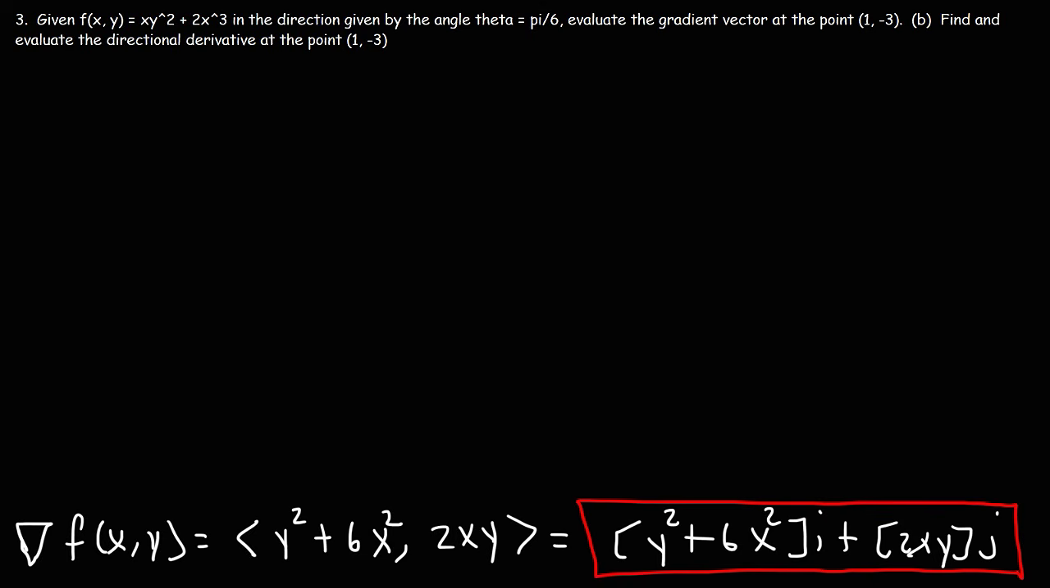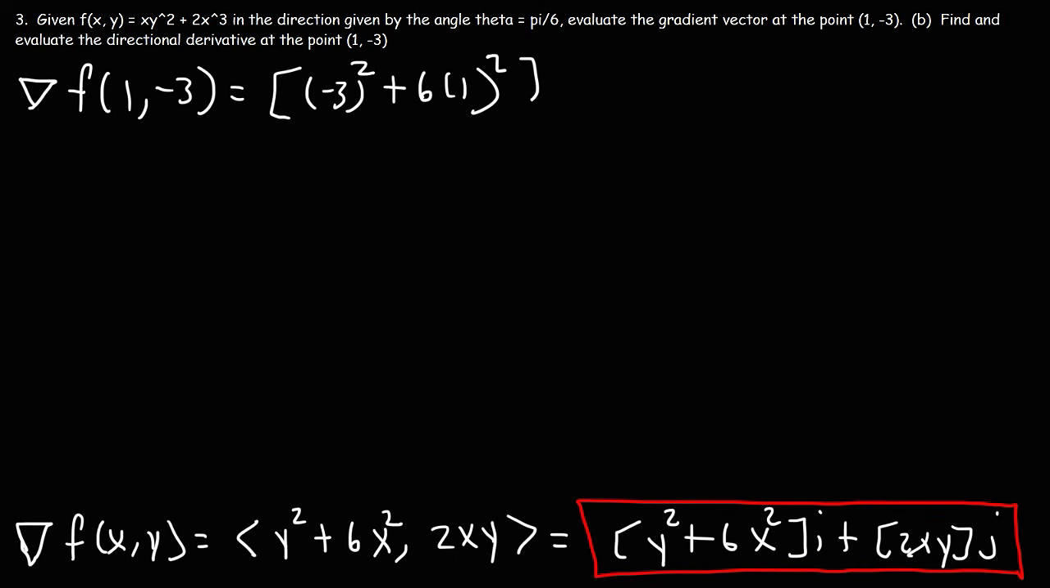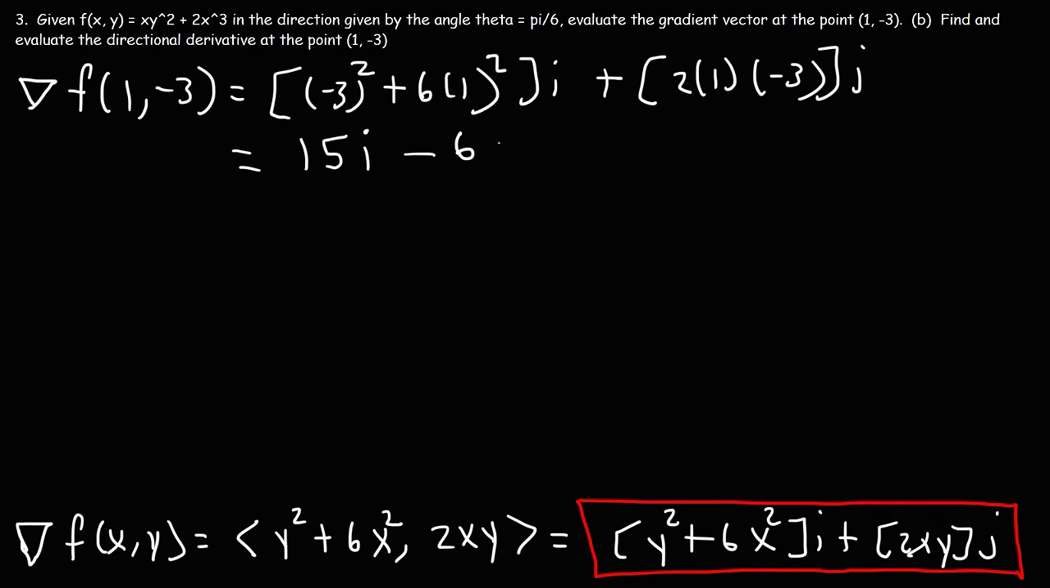Now, let's evaluate the gradient vector at the point (1, -3). So y is -3 and x is 1. And then it's 2xy, or 2 times 1 times -3. So -3 squared is 9, plus 6, that's 15. So this is going to give us 15 times i, and then 2 times -3, that's -6. So the answer for part A is 15i minus 6j.